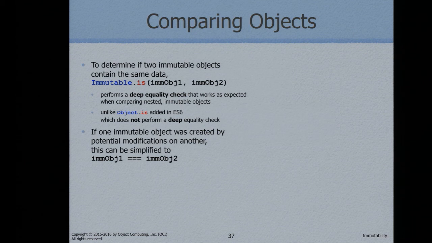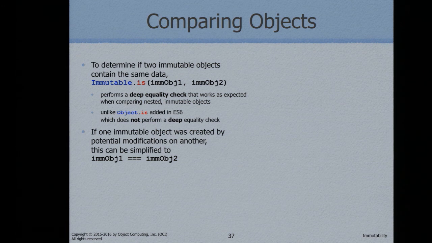There's also a way that you could take 2 immutable objects and compare them. Now, we talked earlier about how if I knew that my immutable object potentially came from a set of changes to some original one, well, then I could just compare them by reference to see if they had changed. But suppose that wasn't the case. I started with 2 separate immutable objects, and I made changes to both of them, and now I want to know, do they have the same data inside them? Well, in that case, I can use immutable.is, and it will do a deep comparison and tell me that.